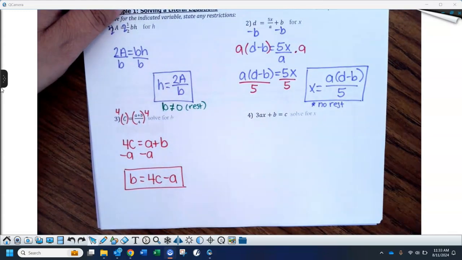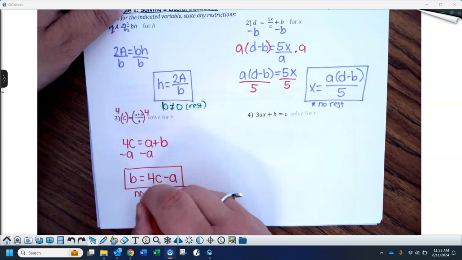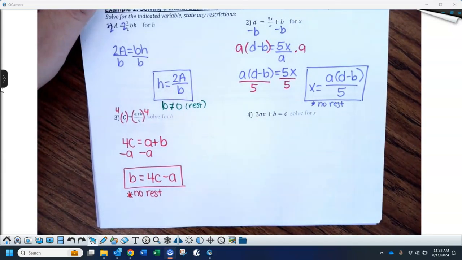Now, this is similar to the last question. I have no denominator at all, so there's no potential for me to divide by 0, and I have no square root, so no restriction for this literal equation either. All right, and I'm going to do this last one.